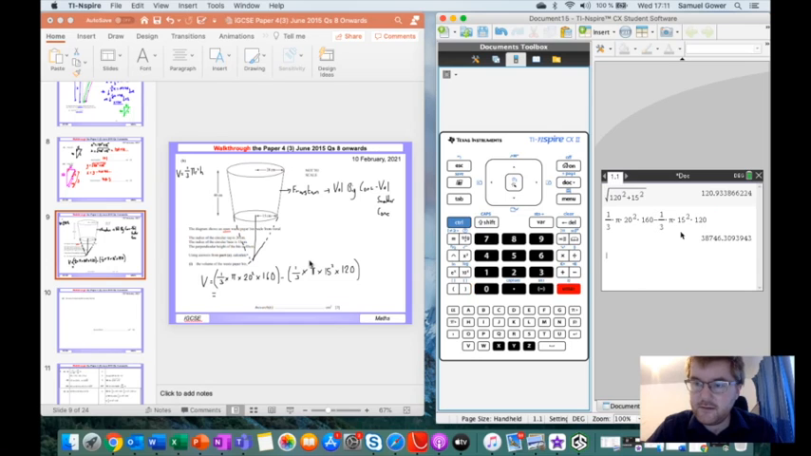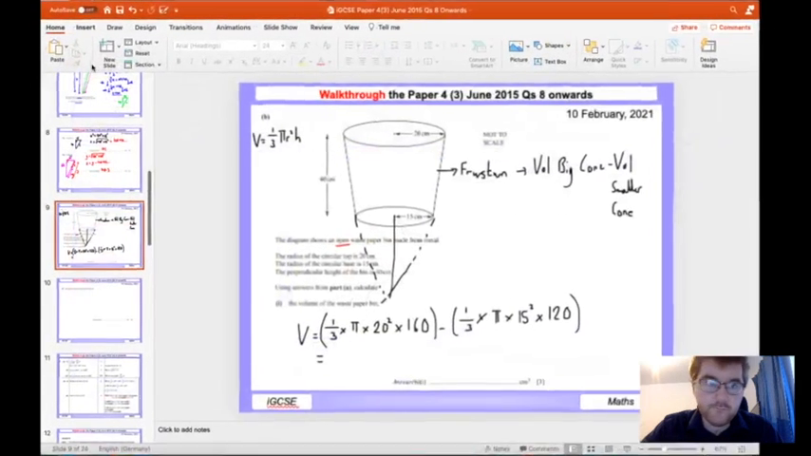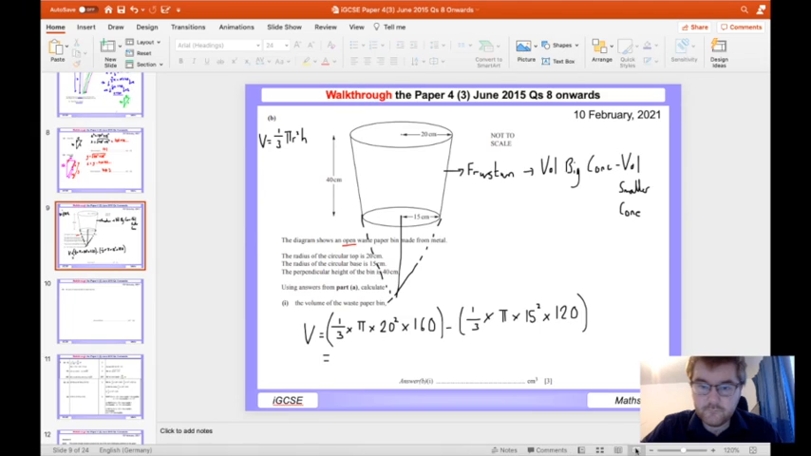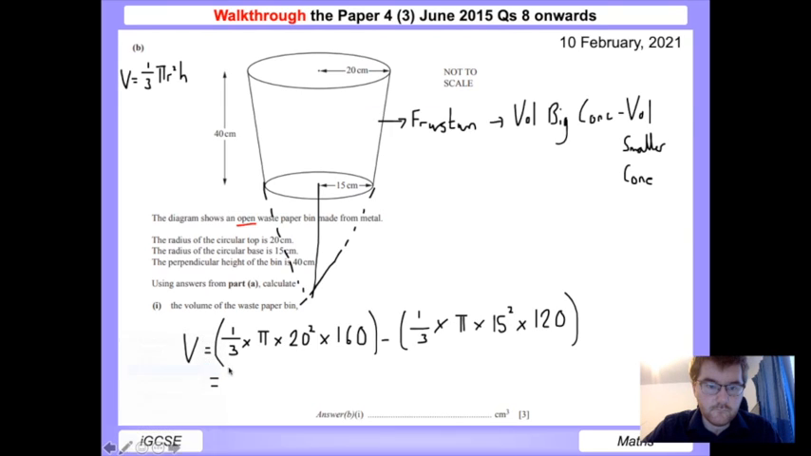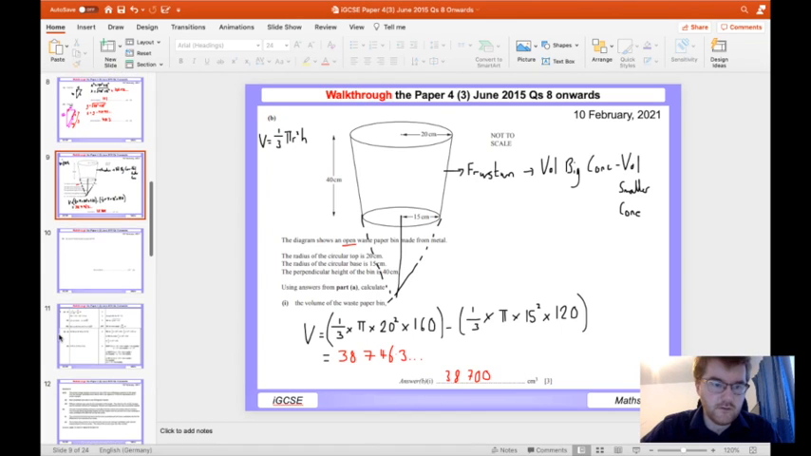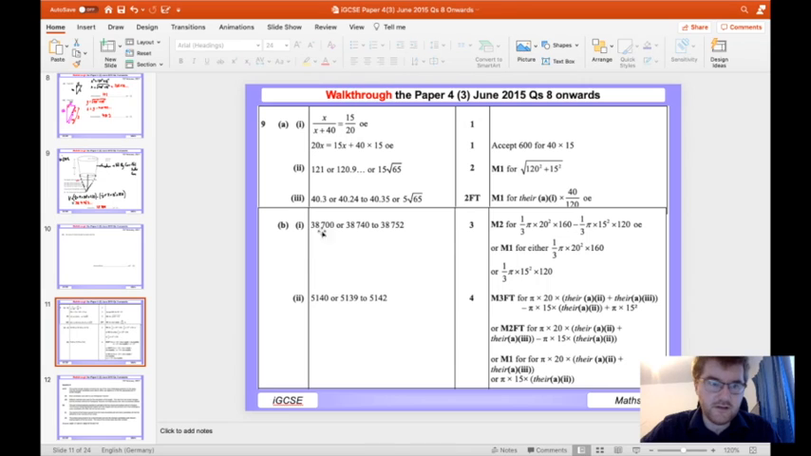And if we put that all into our calculator, we get the answer of 38,746.3. So always we're going to write down a few decimal places and then round to 3SF. So the 3SF is going to be 38,700, like so. Okay, there you are, which is the answer right here.